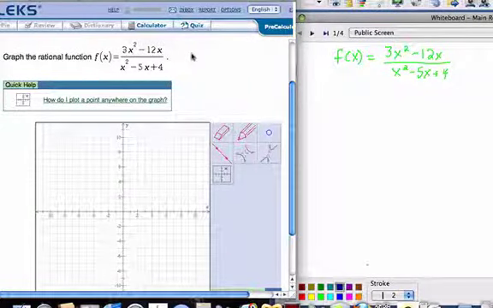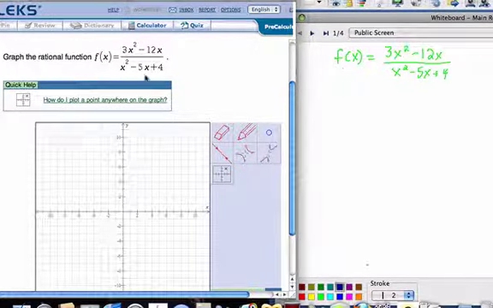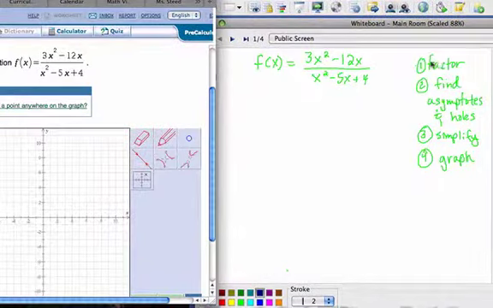All right, in ALEKS, you're going to be asked to graph rational functions with holes. You're going to be given a function that looks something like this: f of x equals 3x squared minus 12x over x squared minus 5x plus 4. The first thing you're going to do is factor your function. You're going to find the asymptotes and the holes. Then you're going to simplify and graph.